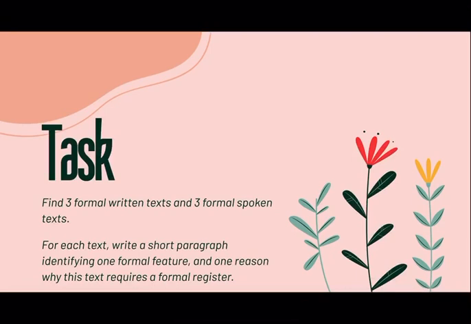Then for each text, you need to write a short paragraph that identifies one formal feature in that text and one reason why this text requires a formal register. So what is it about the context of that text that means that the author or the speaker has needed to use formal language? Once you've finished those paragraphs and you've found those texts, please come back to the video.